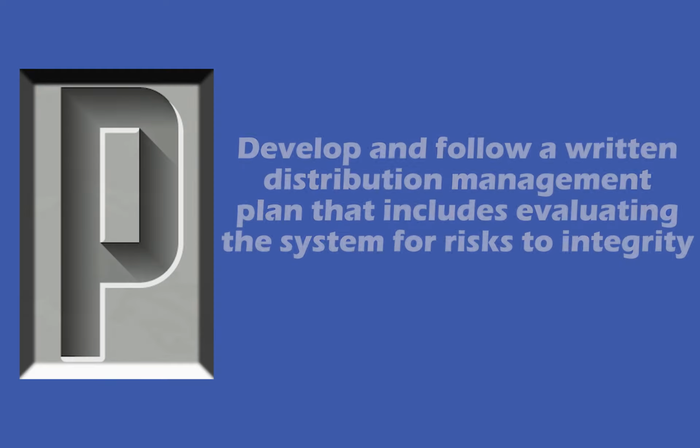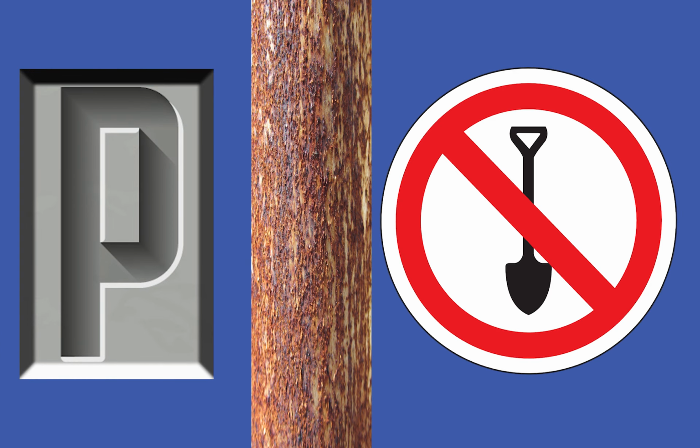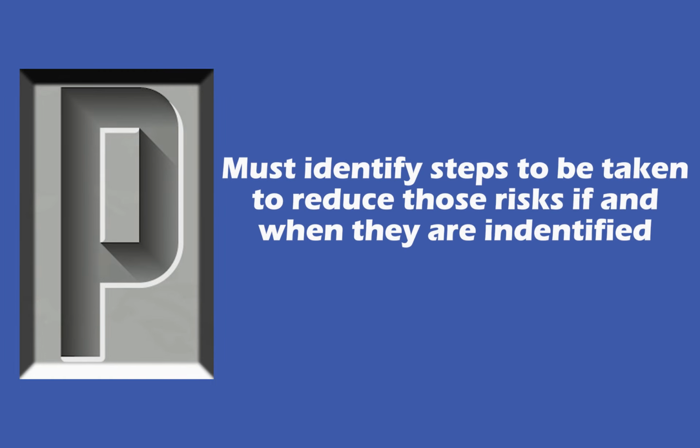Subpart P. This final section requires operators to develop and follow a written distribution management plan that includes evaluating the system for risks to integrity, things like corrosion, excavation damage, or other threats. In addition, the operator must identify steps to be taken to reduce those risks if and when they are identified. So that's it. You've made it through every subpart. Grab a cup of coffee, maybe take a cold shower.